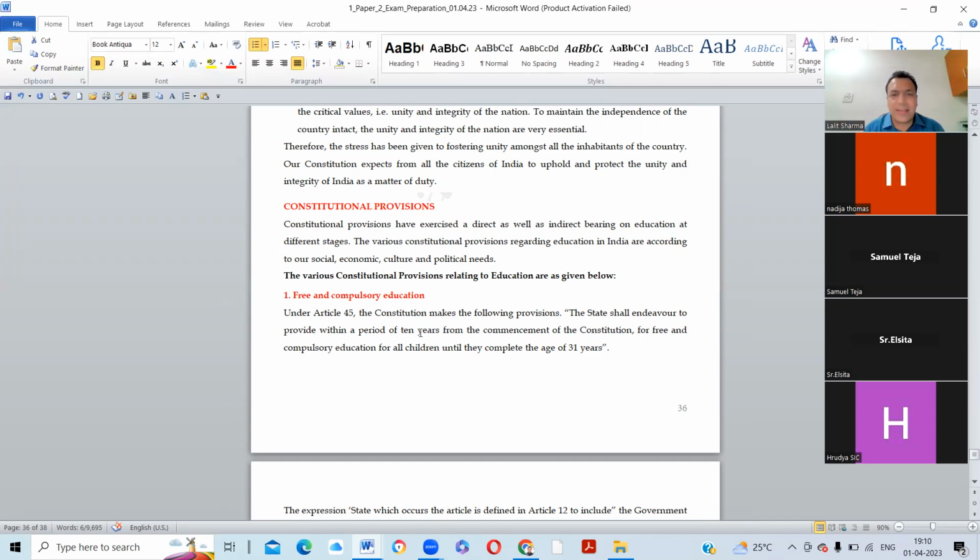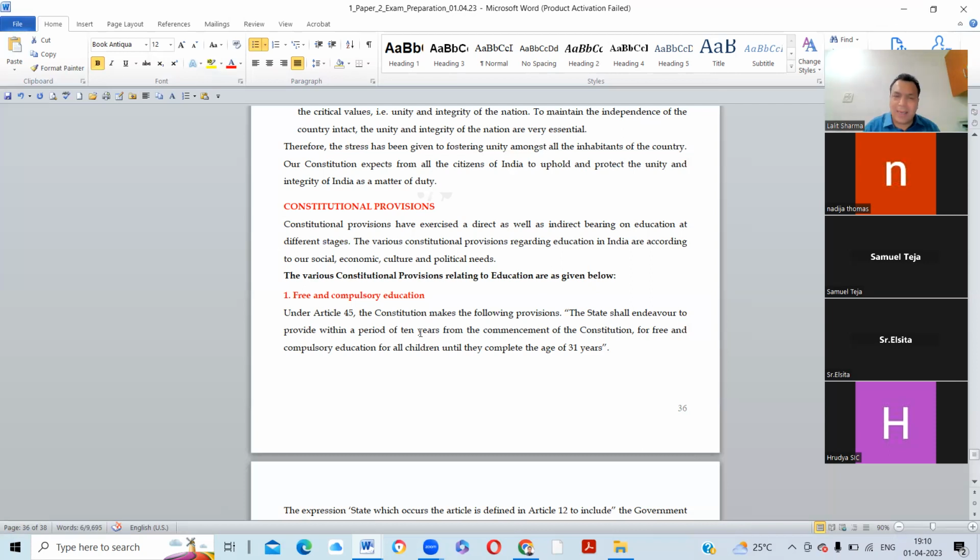Guys, this is the reason that in the year 2010 we made the Right to Education Act. The Right to Education Act also says the same thing: free and compulsory elementary education for students from the age of 6 to 14 years. That means it is a fundamental right of every person, right? If anybody is caught engaging in child labor and others, it is punishable, right?